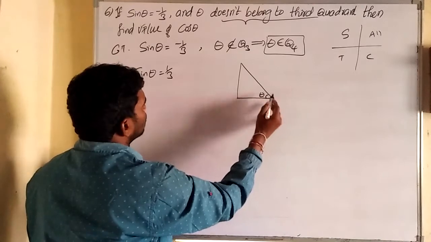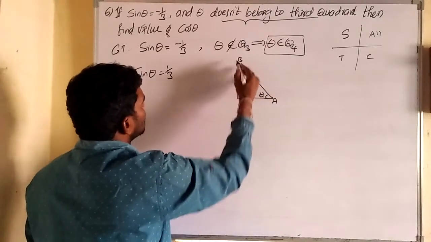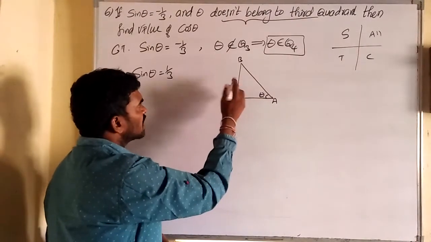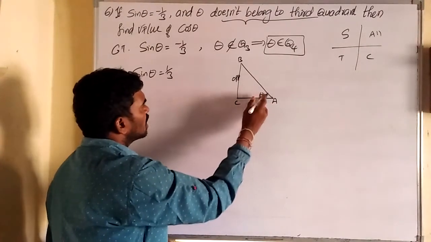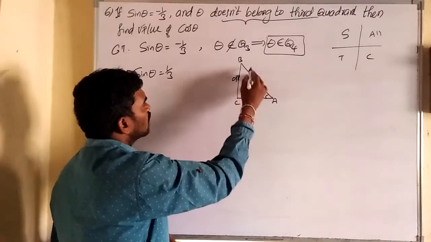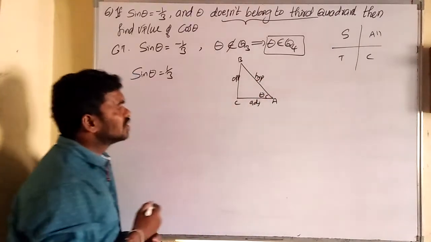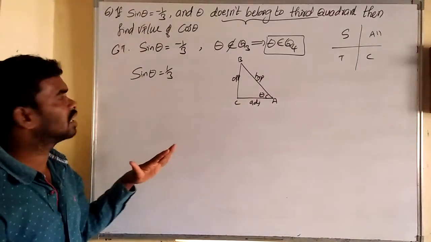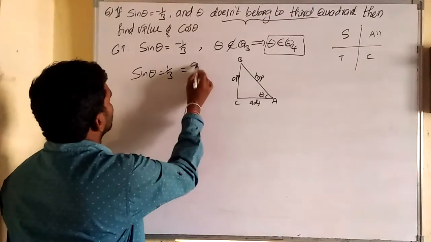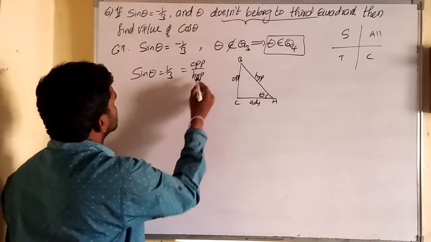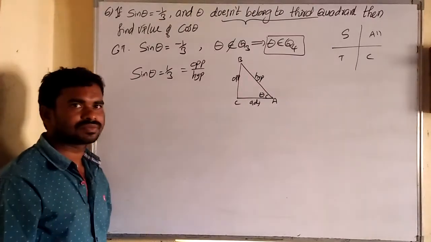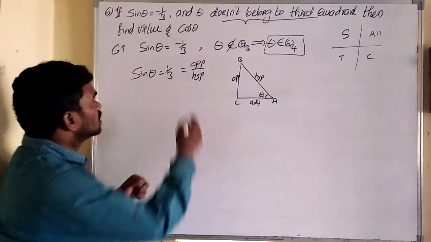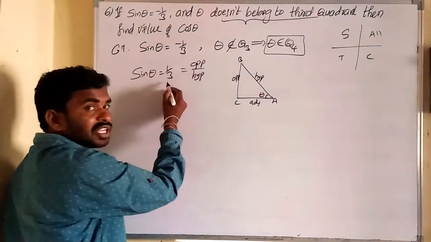Suppose this is theta, with vertices A, B, C. Theta to the opposite side is this, theta to the adjacent is this, and this is the hypotenuse. Sin theta is 1 by 3. I draw the diagram with adjacent, opposite, hypotenuse. Sin theta means generally opposite by hypotenuse. What is opposite? 1. Hypotenuse 3.